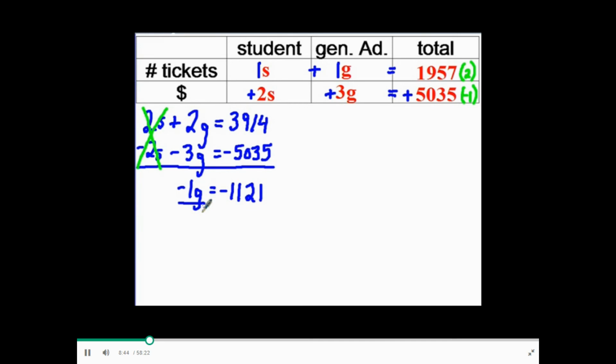My final step is to divide by negative 1 because negative 1 is touching the g. We don't want them touching each other. That's gross. So they divide, and I'm left with g equals 1,121.